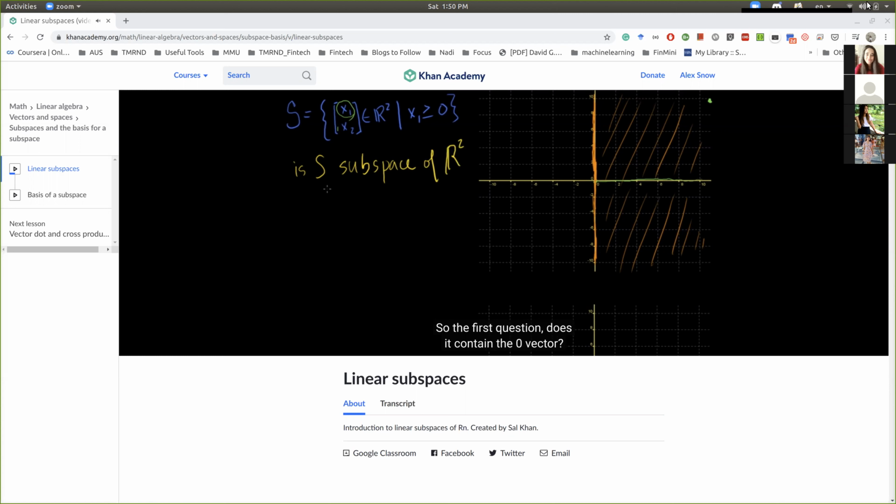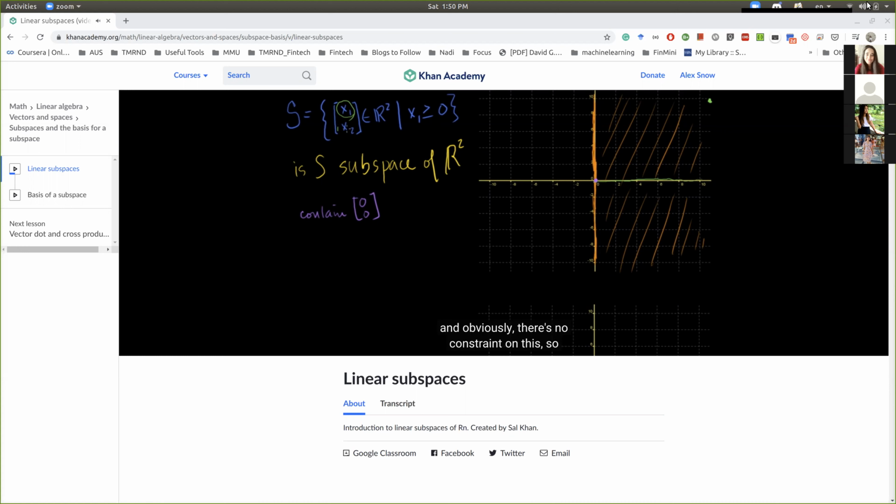So the first question: does it contain the 0 vector? In the case of R2, does it contain (0, 0)? Well, sure. It includes (0, 0) right there. We said x is greater than or equal to 0, so this could be 0, and obviously there's no constraint on this. So definitely the (0, 0) vector is contained in our set S. So that is a check.